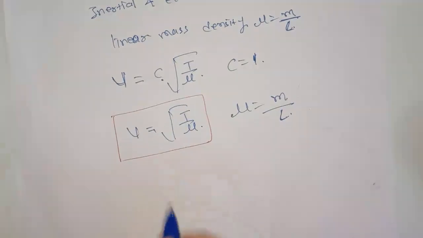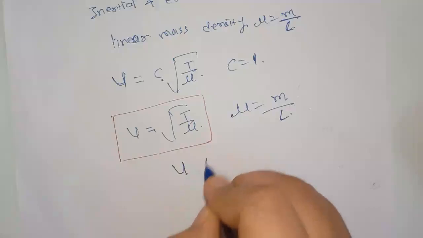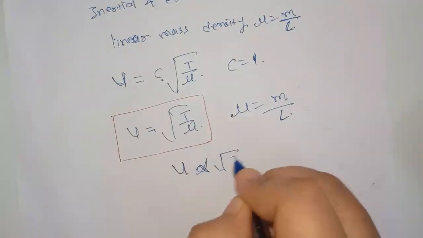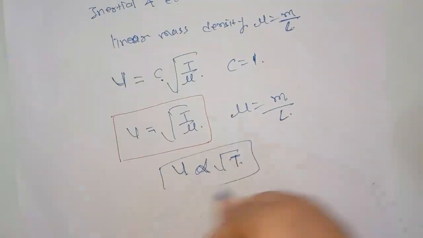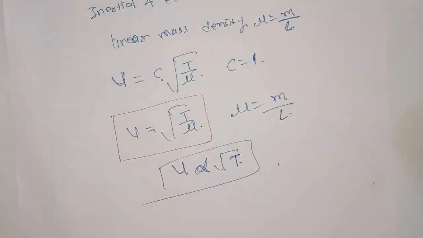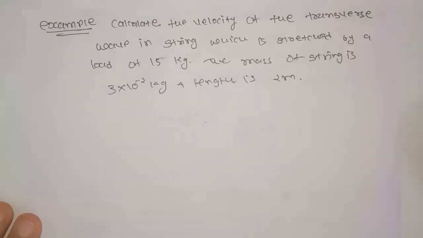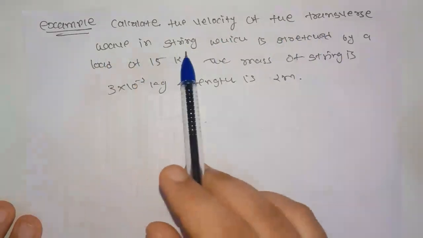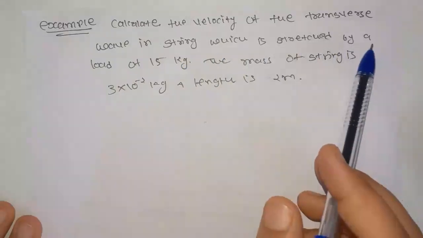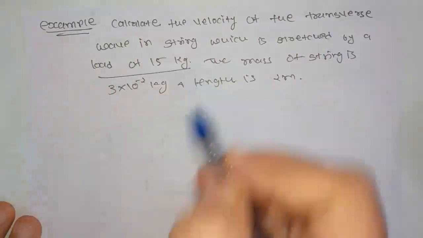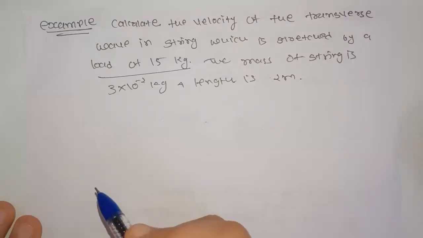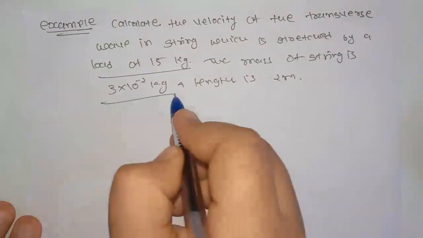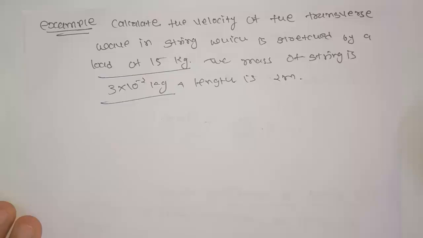From this we can see that speed in a stretched string is directly proportional to root T. Let us see an example based on this formula. Calculate the velocity of a transverse wave in a string which is stretched by a load of 15 kg. The mass of the string is 3 into 10 power minus 2 kg and the length is 2 meter.